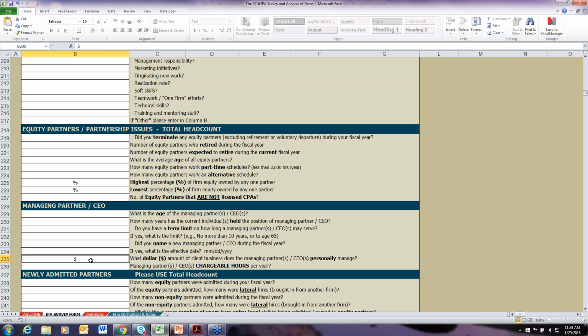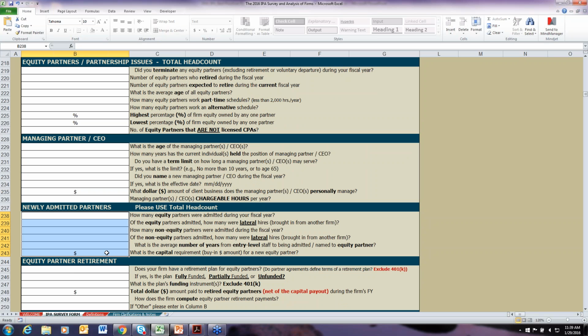One item to point out here in row 235, this question asks for the dollar amount of client business that the managing partner personally manages. This is his or her book of business. If the managing partner is focused 100% on firm management, indicate $0 and just put in $0 here. Do not put in the total revenues of the firm if the managing partner oversees and is focused 100% on firm management.